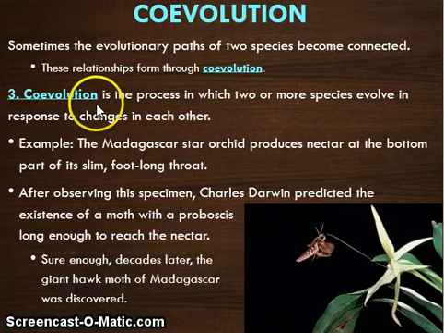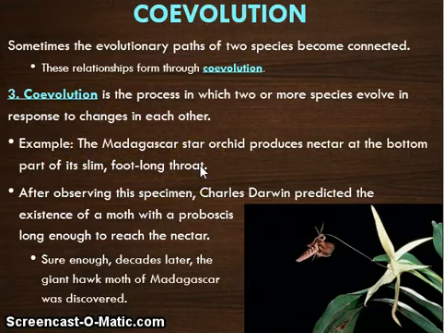An example of this is the Madagascar star orchid. This is a flower that has a really, really long tube where the nectar is down at the very bottom. It's almost a foot long.